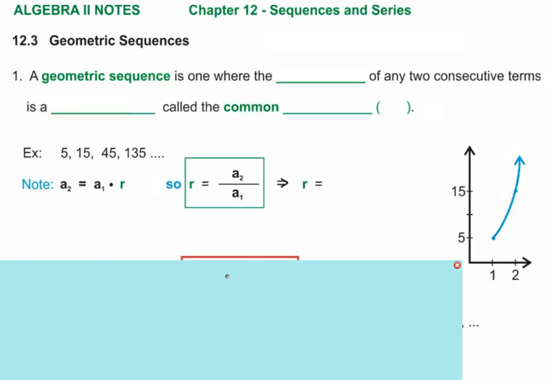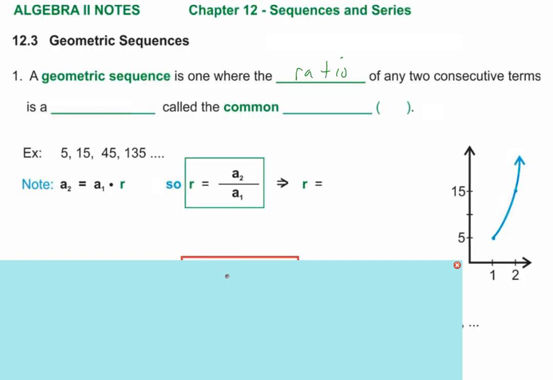So instead of having a common difference, we're going to have a common, anybody remember way back to Algebra 1? Common ratio. Ratio, wherefore art thou ratio? That might be Horatio, but if you don't pronounce your H's, you're in great shape.